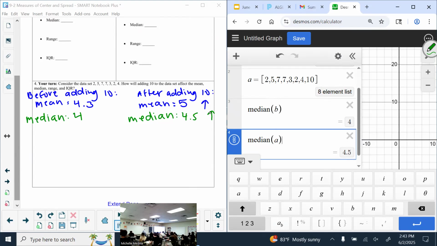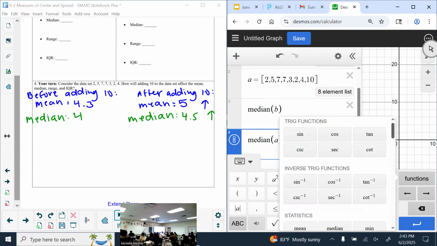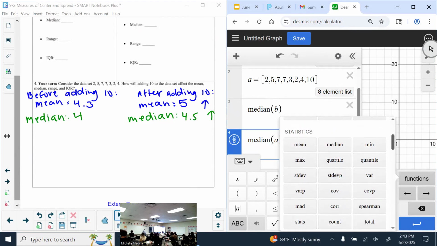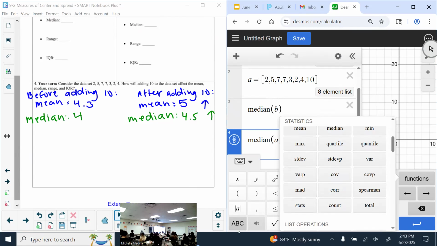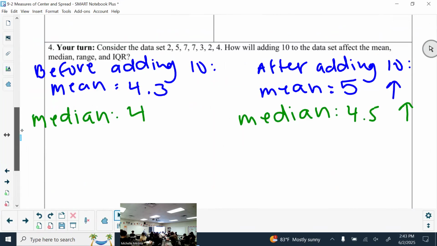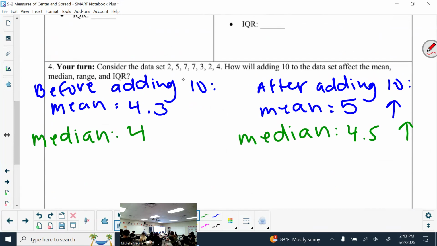Now let's see, it asks about the range. Notice there was not a little thing for range. At least I don't think there was. So that's the one that it will not explicitly tell you. You have to take your notes and use them and know how to identify your minimum and your maximum. Minimum and maximum is how you find range. So before adding 10, my biggest number was 7 and my smallest number was 2. What's going to be my range for this one then? For before adding 10? 5.